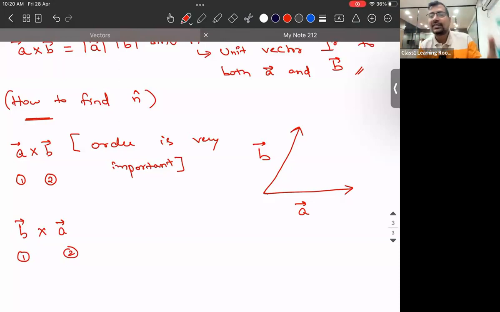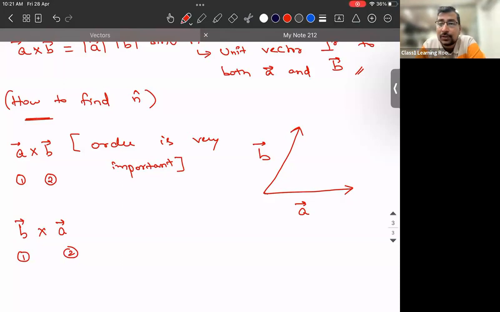That is the reason why when you do B cross A and curl the fingers of your right hand, they are pointing away from you. Similarly, when you do A cross B, they are pointing towards you. The concept that I explained now is called Maxwell's corkscrew rule, which is also one of the concepts that can be used to find the direction of n cap.